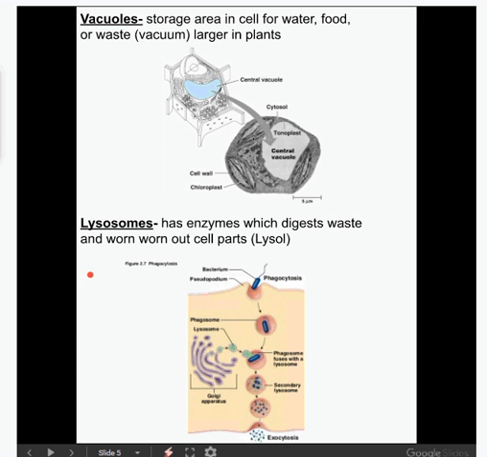Our cells also use lysosomes to help kill bacteria.